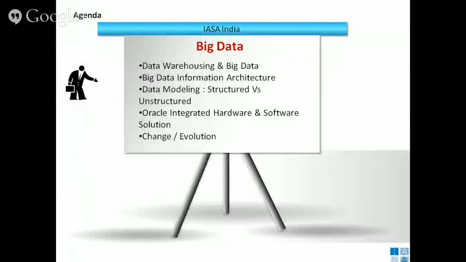So at this juncture, we are stepping into the second phase of the presentation, where we will see data warehousing with big data. We will look at what big data is about when it comes to the concept of data warehousing. Then we will get familiar with the big data information architecture, and then we will also look at the kind of data modeling that goes into dealing with structured data and unstructured data. We will also look at some of the solutions provided by Oracle in terms of hardware and software solutions to deal with big data. And finally, we will see how all this has changed the way we make our business.